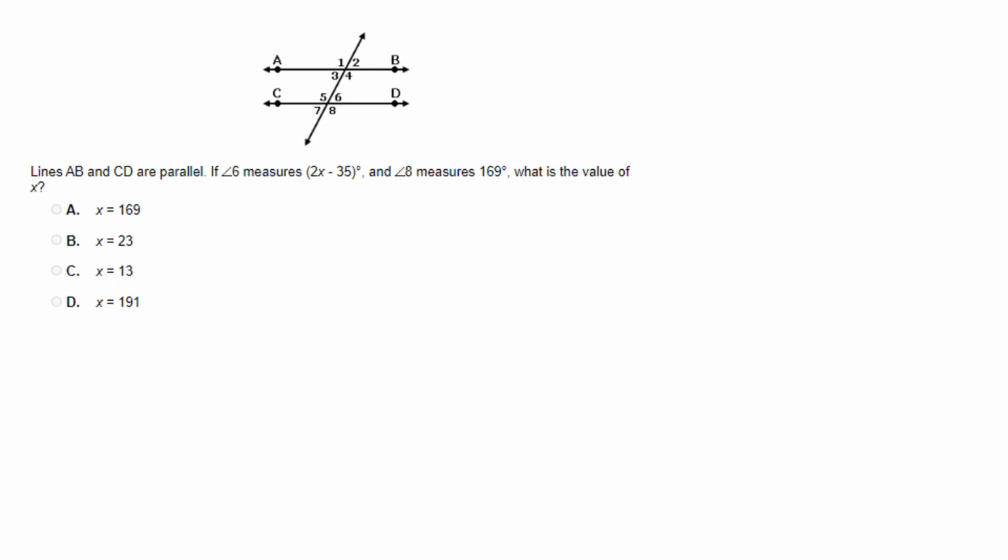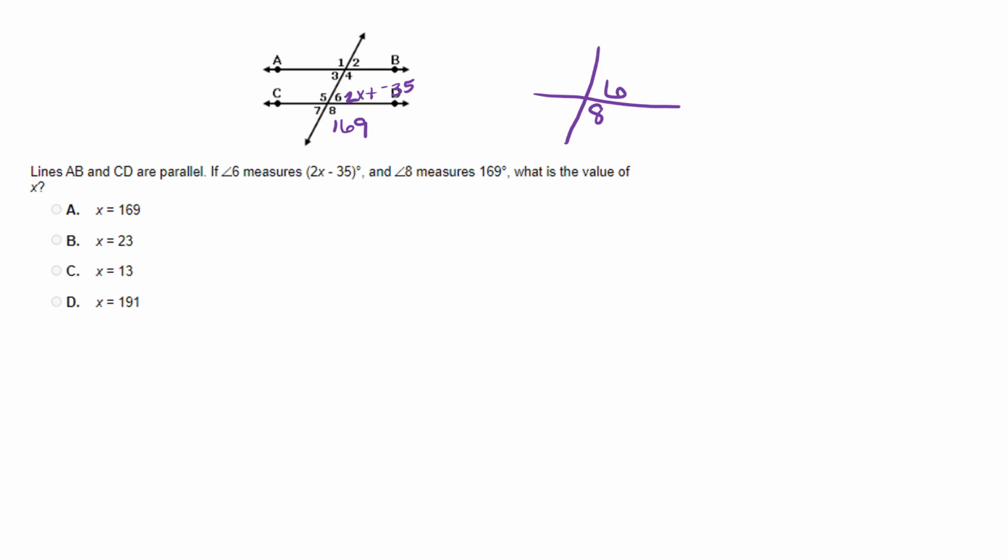Lines AB and CD are parallel. If angle 6 measures 2x plus negative 35, and angle 8 measures 169, what is the value of x? Okay, I'm going to draw another little picture over here. We've got this. This was angle 6. This was angle 8. Now on this one, angle 8 is here, angle 6 is here.